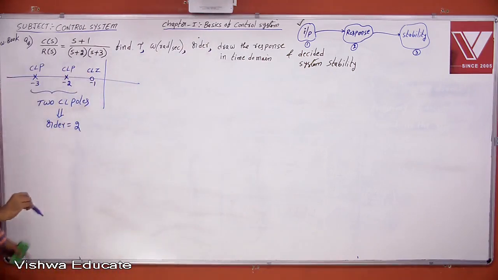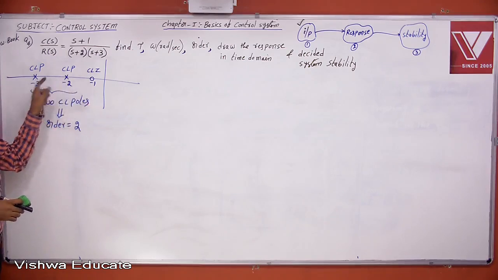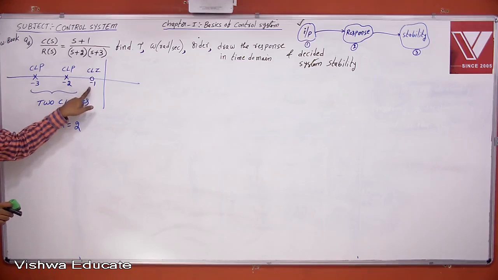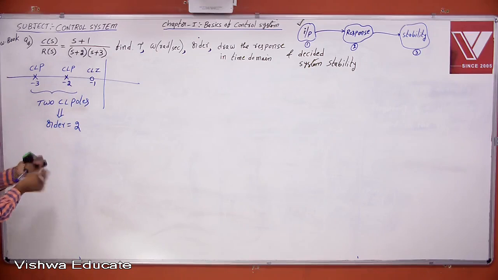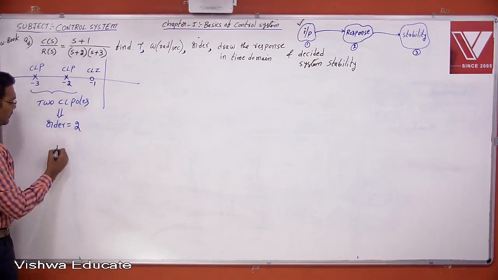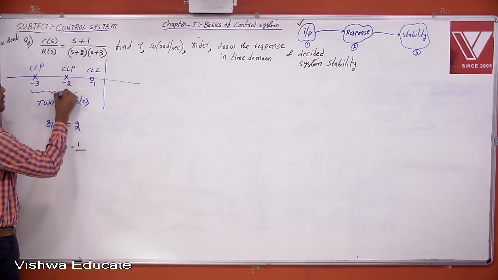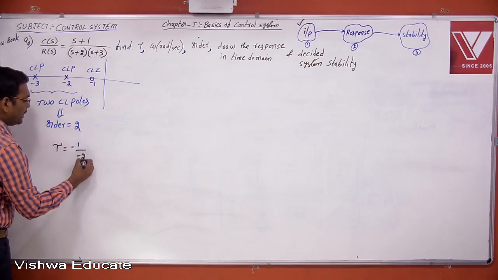Now the next one is time constant. What is the time constant? We have one formula for finding the time constant. Do you want to consider zeros or poles? For finding the system time constant, we consider only poles. We don't consider zeros. Time constant is nothing but the negative of the reciprocal of the real part of the pole. The real part of the pole is -2.